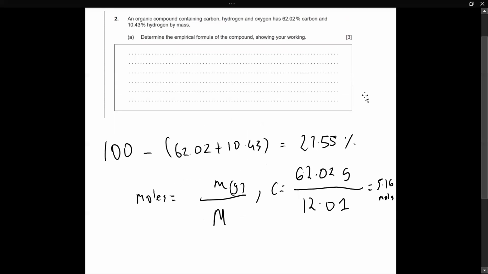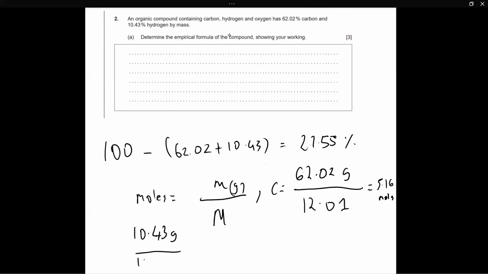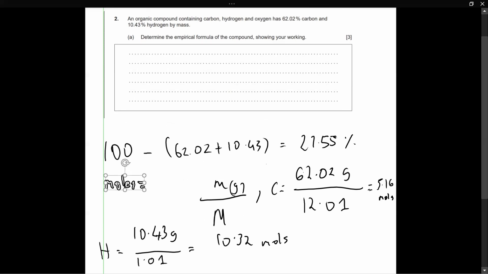Let's calculate the number of moles for hydrogen. Exact same thing. We have 10.43% of hydrogen, and the overall mass of the compound that we have is 100 grams. So 10.43% of 100 grams is just 10.43 grams. We divide it by the molar mass of hydrogen, which is 1.01. And this gives us an answer of 10.32 moles of hydrogen. I'm going to shift this over here to avoid any confusion.